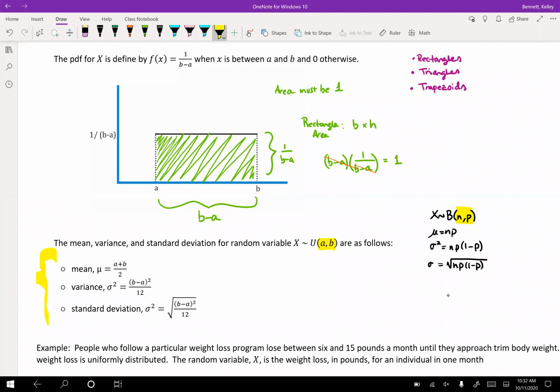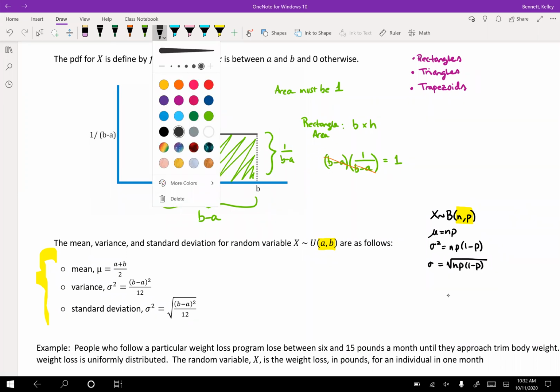So we have our formulas for mean, mu. So that's just A plus B over 2. And if I take A plus B over 2, that actually means that mu is going to be right down the center. So mu is right here. It's the midpoint of A and B. The variance is given as B minus A squared over 12. And the standard deviation, as always, is just the square root of that.